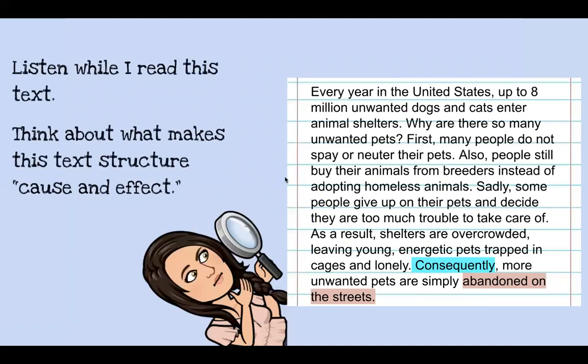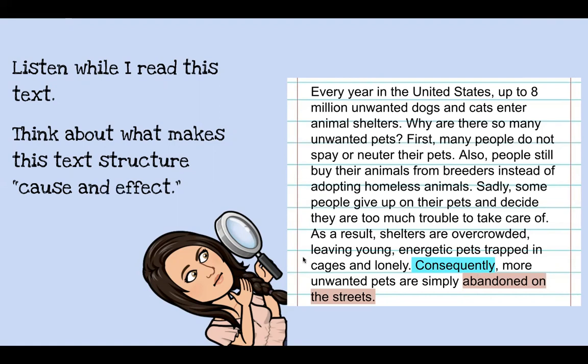Okay, so let's try this out. I'm going to read this text out loud to you, and you can listen and follow along while I read it. And I want you to be thinking about what are some signal words that you hear that lets us know that this is a cause and effect text structure. And also thinking about how do we figure out what's the cause and what are the effects.